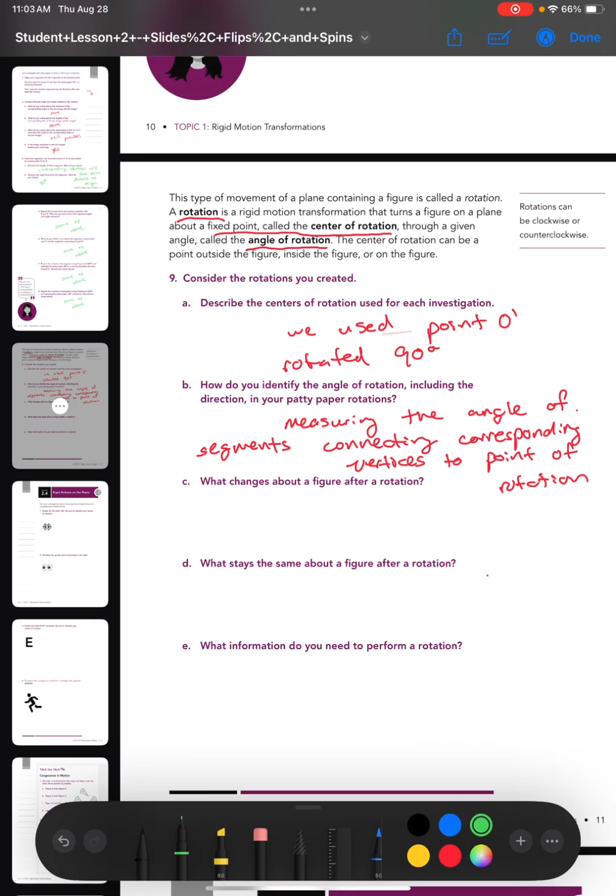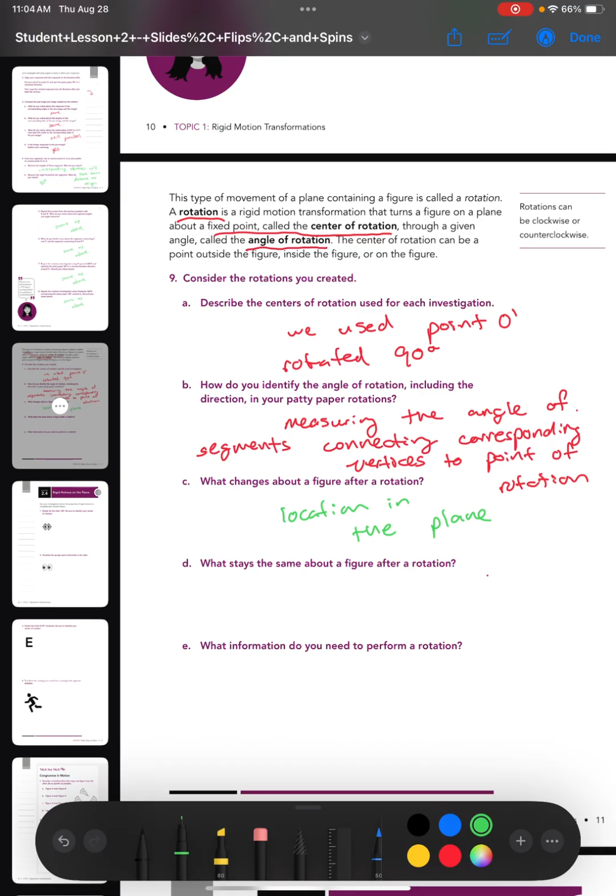Okay, C, what changes about a figure after a rotation? Well, what changes is the location in the plane. As an object rotates, it's oriented differently. Location in the plane.